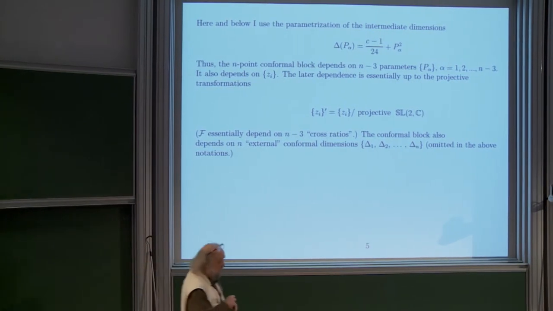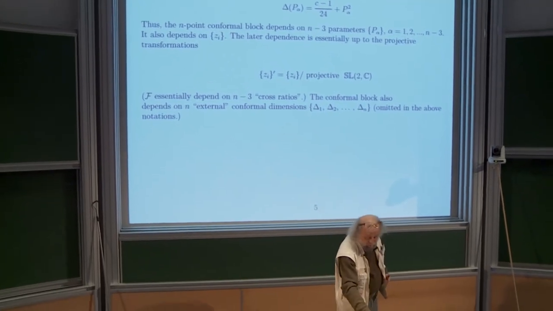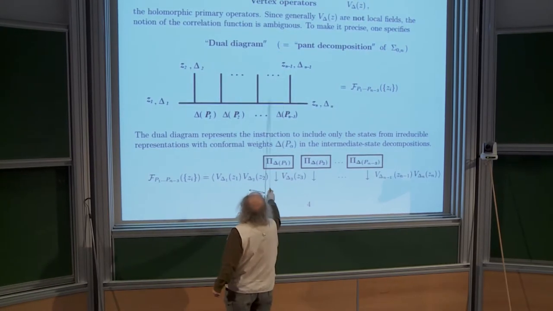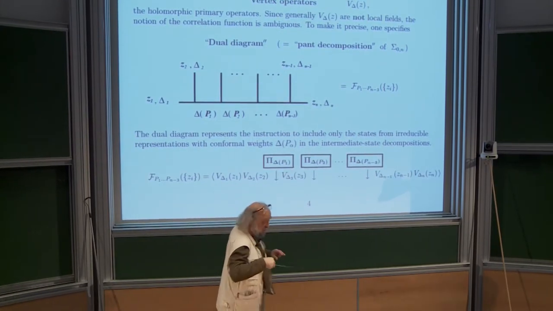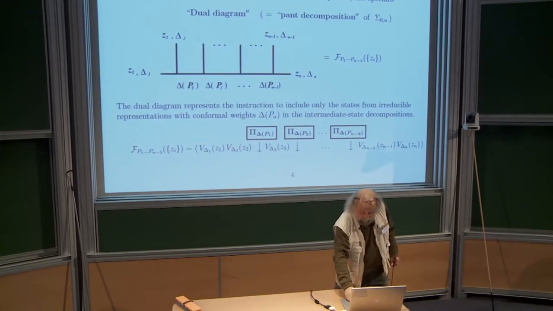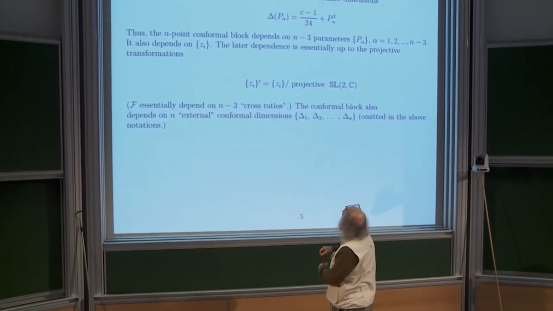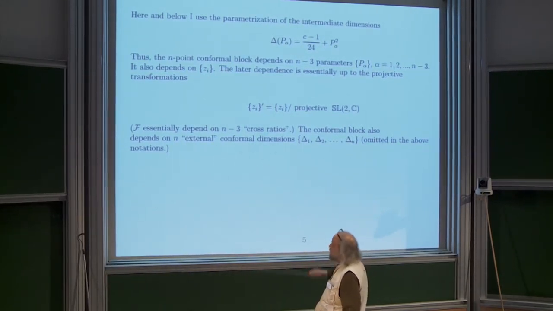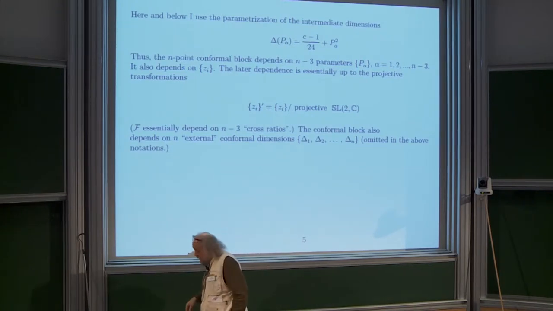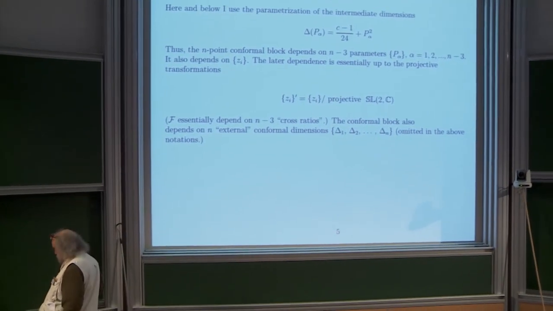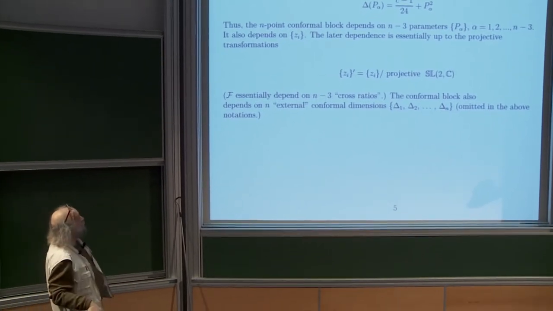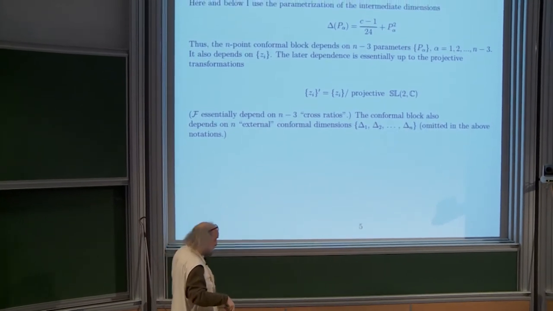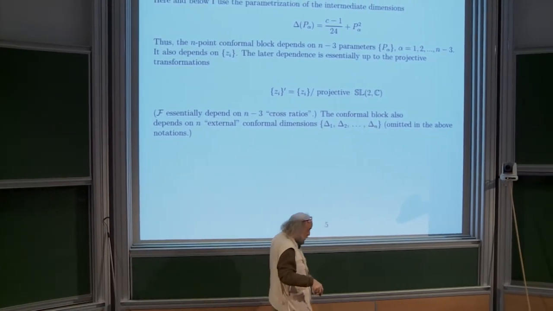All right. So coming back to this picture, we see that there are n minus three intermediate legs here, so there are n minus three of these parameters P. So the conformal block F depends on n minus three parameters P. And it also depends on these positions, the z alpha. And because of SL2 transformations, the dependence is essentially up to projective transformations.